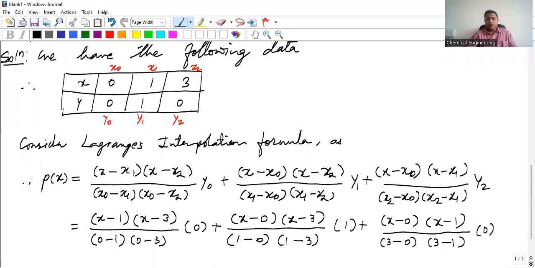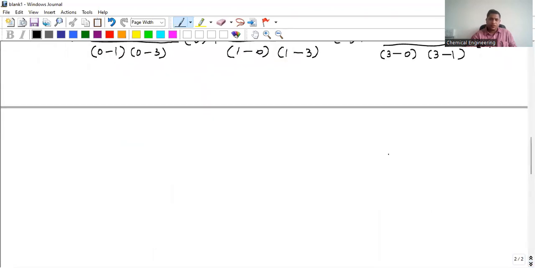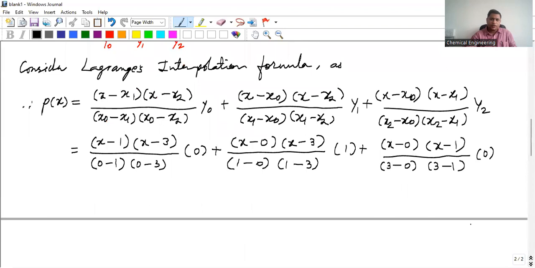Okay, so I hope you are getting the construction of these terms. So is there any doubt in these terms? Are you getting these terms? Yes, sir.